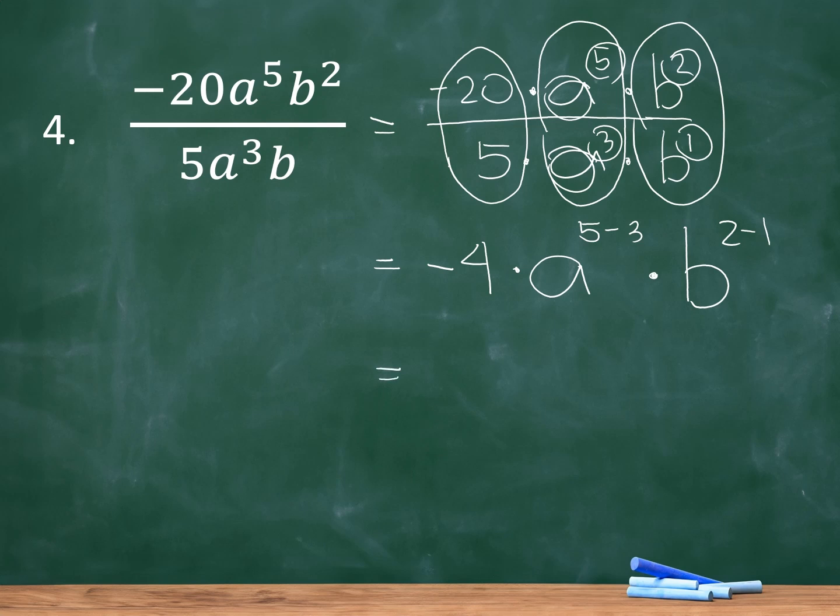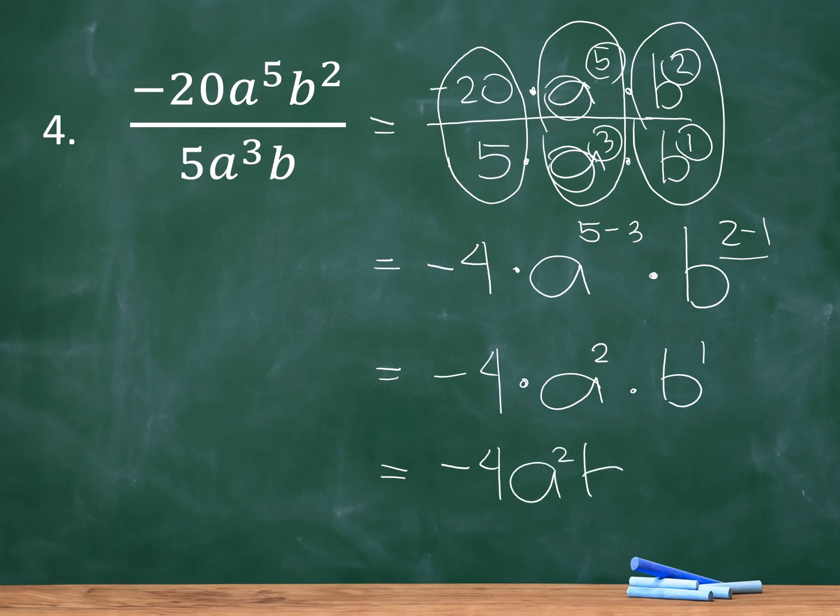Let's continue. Let's copy negative 4 times a to the power of 5 minus 3 is 2 times b to the power of 2 minus 1 is 1. So for our final answer, we'll write negative 4, and then let's write a squared and then b. So we do not have to write the exponent 1 since it's an imaginary number. That's just a special way of how we write the exponent 1. So this is going to be our final answer.